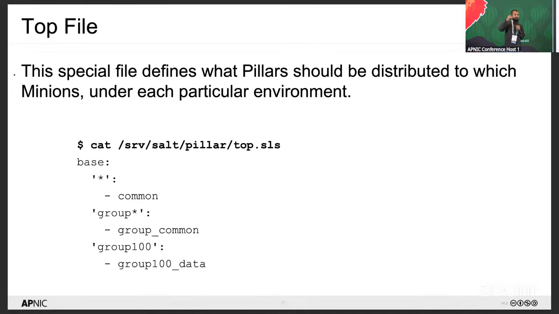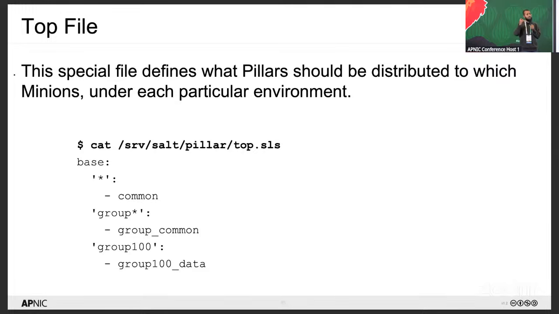As you can see, that first one is a star. That means all the minions are a match here, and then the common.sls file config will be applied. Here you don't really need to use .sls, but common.sls is the name of the file. So all the minions will be applied with whatever configuration I have in common.sls.